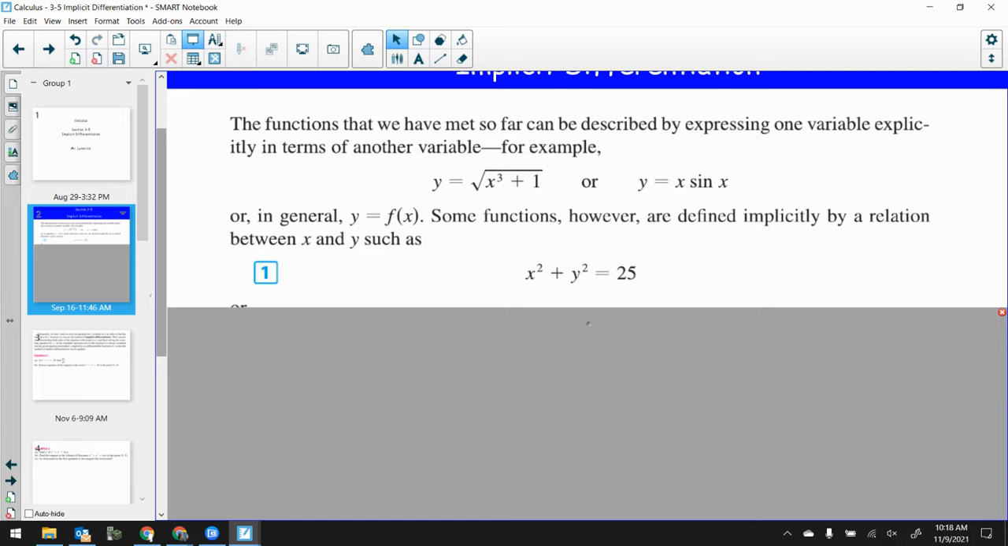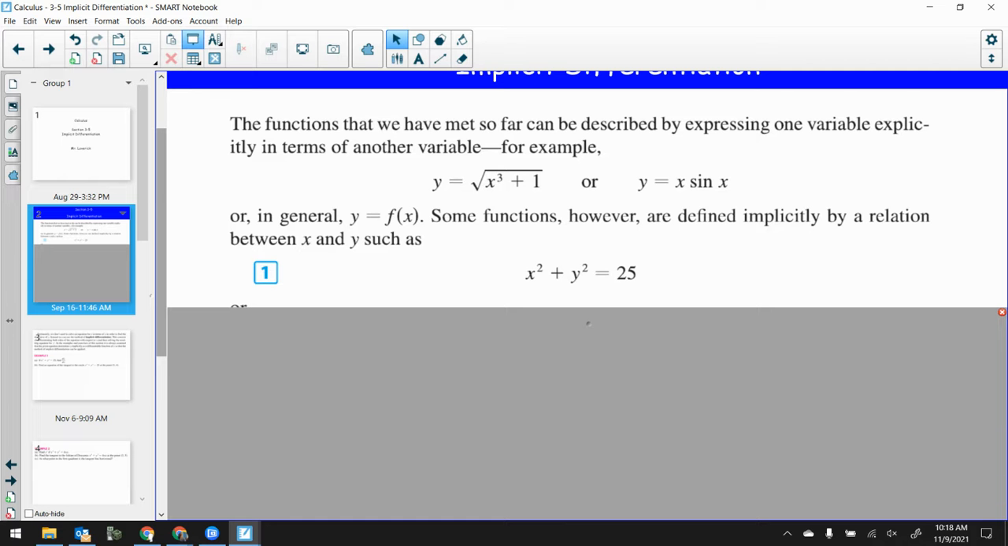Anybody know what equation that is? That's the equation of a circle. That is the equation of a circle that I guarantee you guys learned way back when. X squared plus y squared is equal to 25. Any circle can be defined as x minus h squared plus y minus k squared, where h and k is the center of the circle. So in this case, the center of the circle would be 0, 0, because it's just x squared, y squared. And then it is equal to the radius squared. So the radius of this circle is 5.